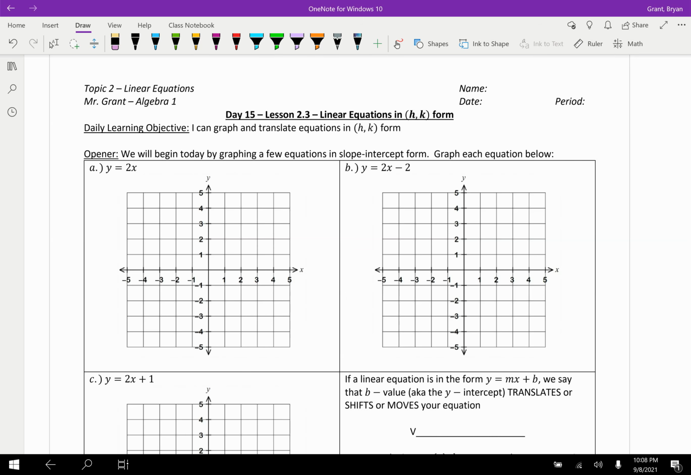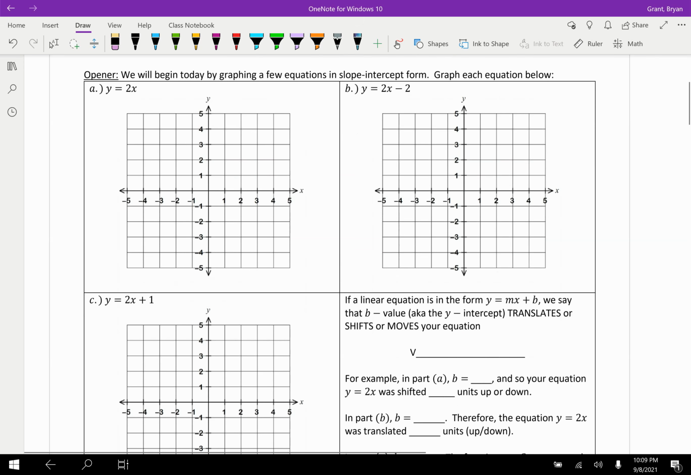We're in the middle of our Topic 2, which focuses on linear equations, equations that create lines when they're graphed. Today is lesson 2.3, which is going to be linear equations in HK form. Last class we learned about linear equations that were in slope-intercept form. This class is just going to take us a little bit further.